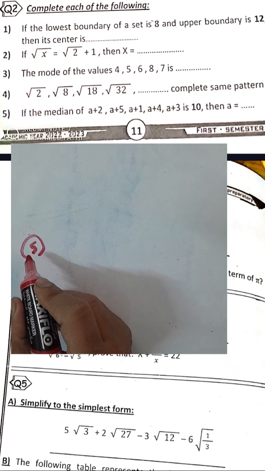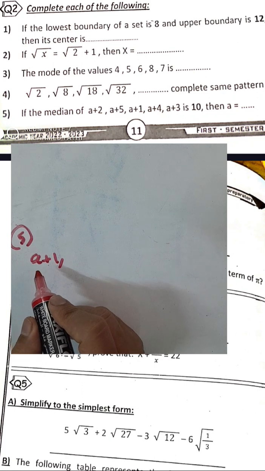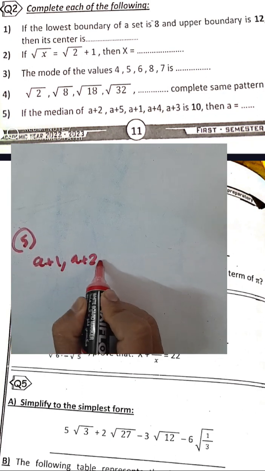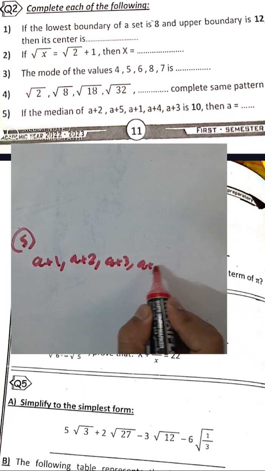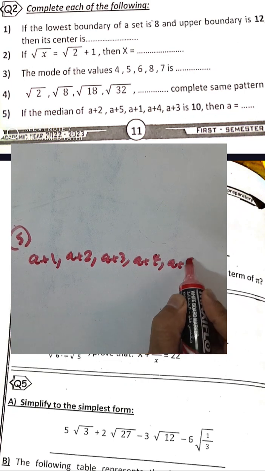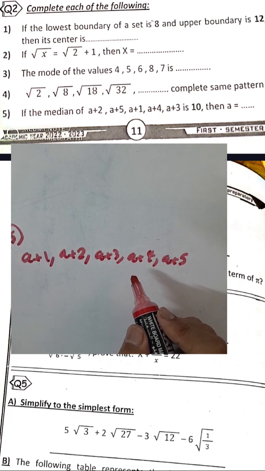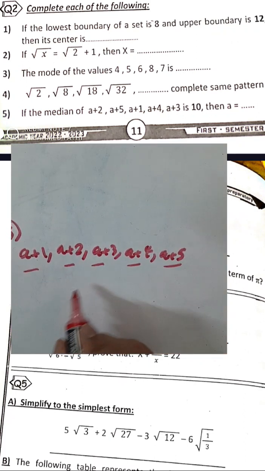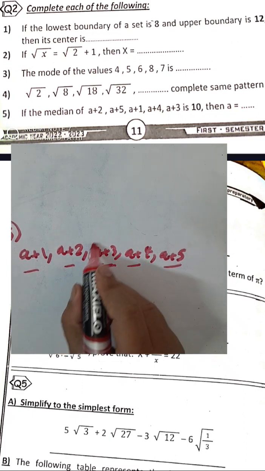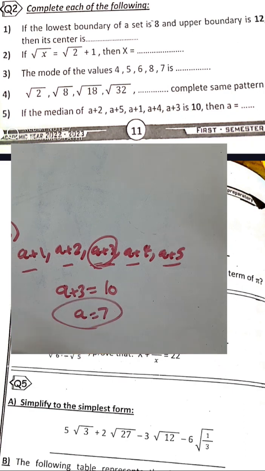Okay, question number 5. If the median of the values here is 10, then what is A? First step, we must arrange all the values in ascending or descending order: A plus 1, A plus 2, A plus 3, A plus 4, A plus 5. We have 1, 2, 3, 4, 5. He tells us the median was 10. The median here will be A plus 3, the middle, equal to 10. Then the value of A equals 7.